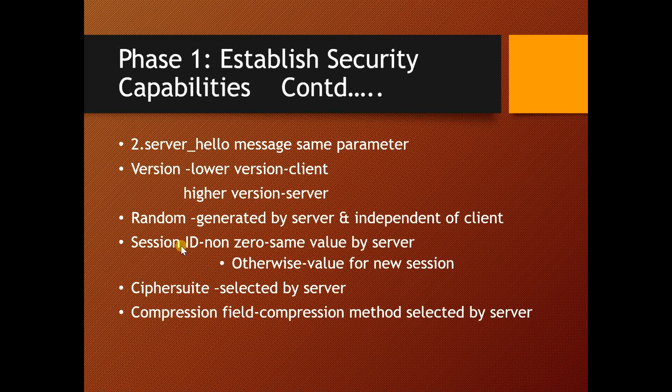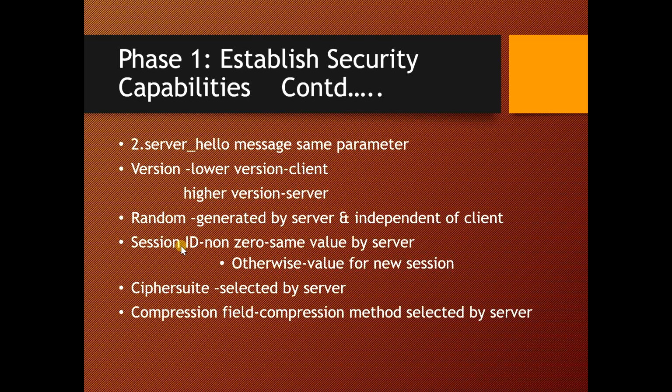This version field will contain the lower version suggested by the client and the higher version supported by the server. Whereas in the previous case we had only the highest version, here we have both the lower version supported by the client and the highest version supported by the server. Second is the random field, which is generated by the server and is independent of the client's random field. So these two are different for each of them.